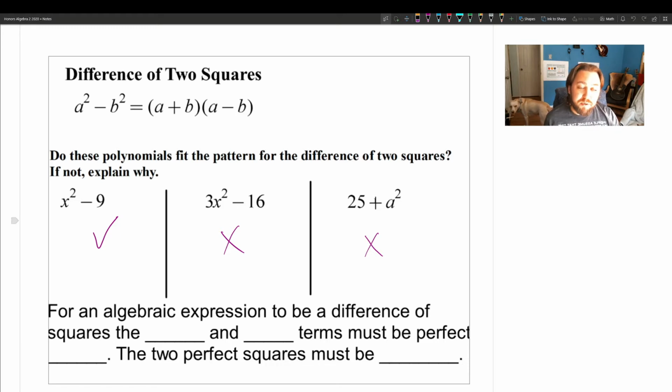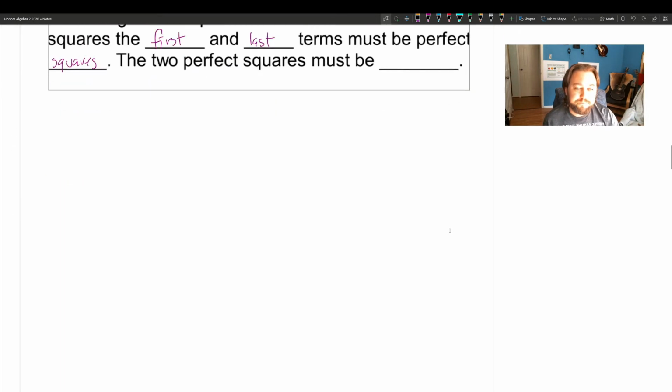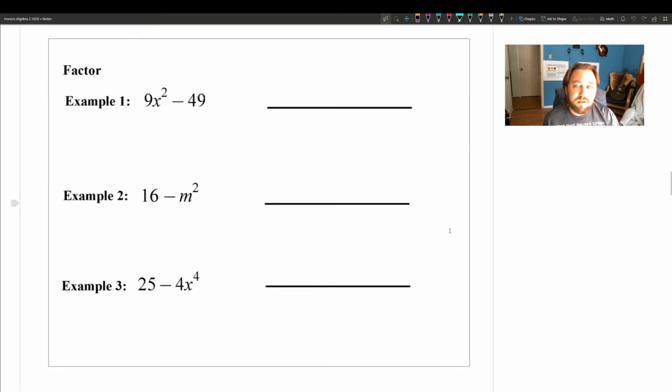So for an algebraic expression to be the difference of squares, the first and last terms, this is only two terms, must be perfect squares. And the two perfect squares must be subtracted. I don't think I can fit that on there. All right, so let's look at this. You'll see how easy this is. It is short, sweet, and hard to beat.